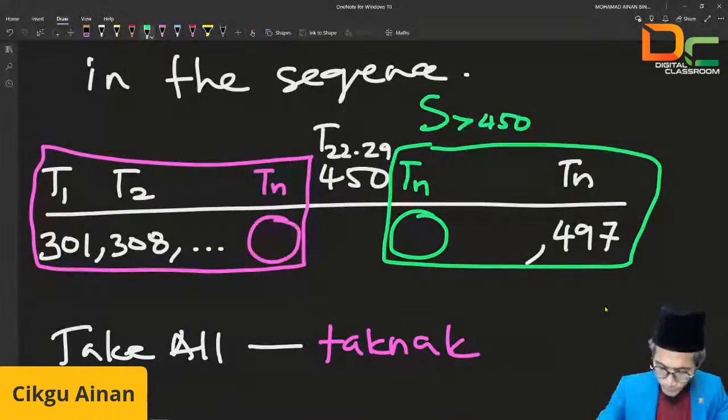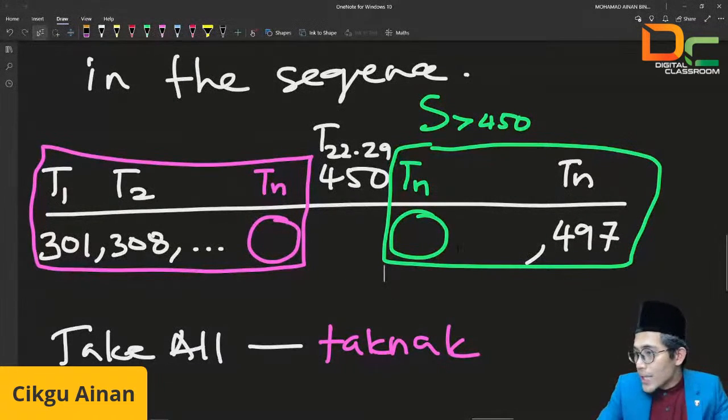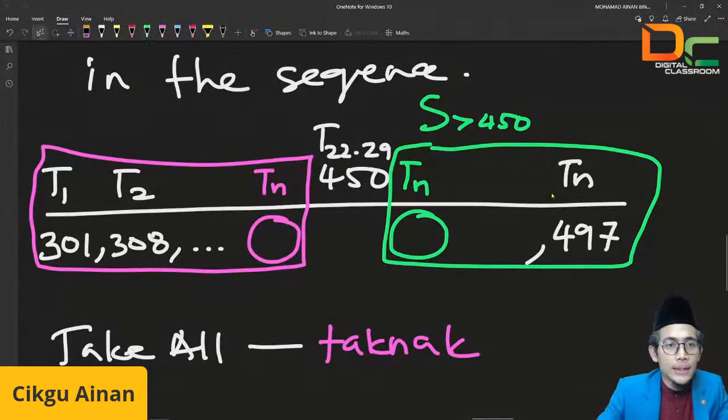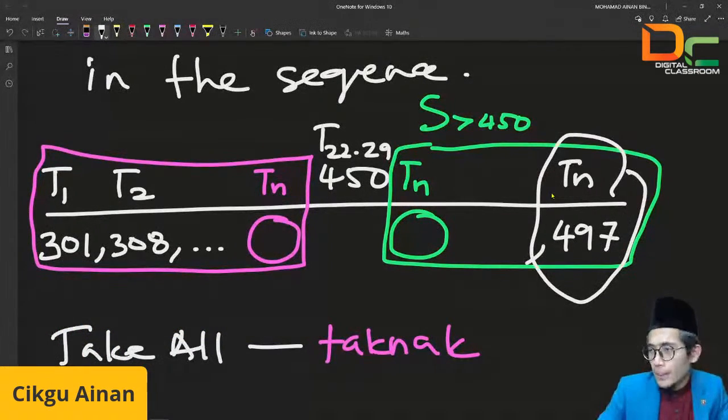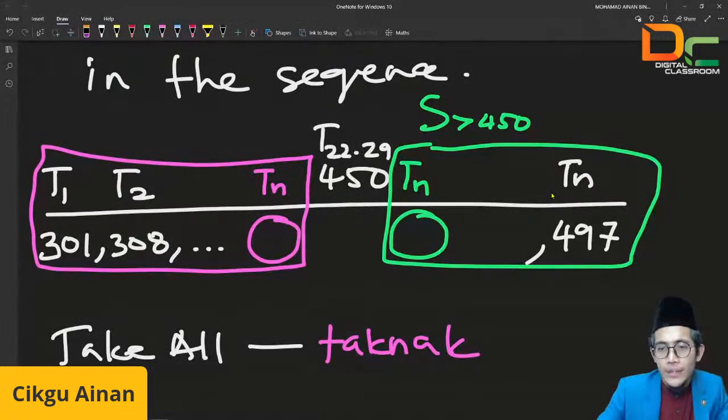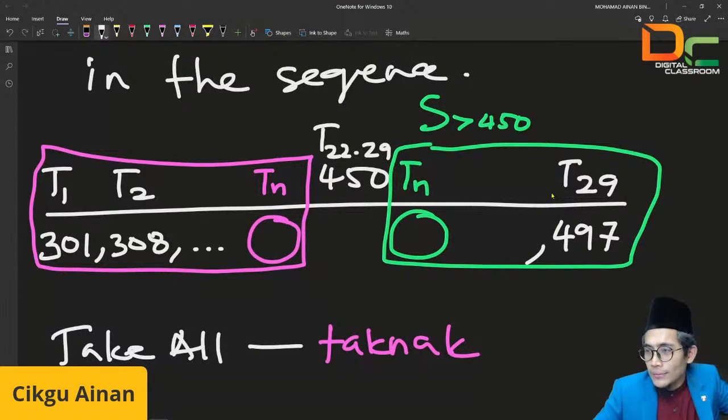Okay. So this one ada yang komen tadi, Syamirah. Syamirah kata kat sini. Saya tanya lain, Syamirah dapat lain. Okey, Syamirah dia dapat yang ini, T29. Okay, now we want to know what is the number of the green one.